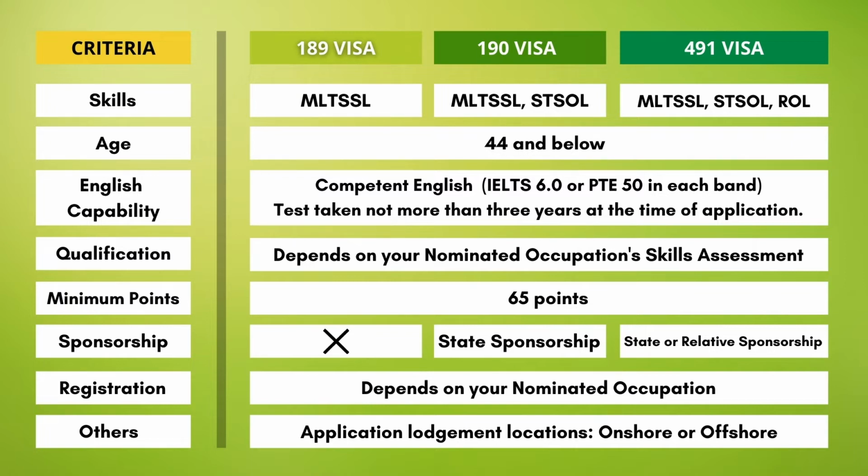All right, the next column would be sponsorship. So do you need a sponsorship or not? For the 189, that's why it's called the skilled independent, you don't need a sponsorship from a state. Okay. The 190 requires a state sponsorship. 491 requires a sponsorship from the state or from a relative. You know, if you have a brother here, a mother here, a cousin here, and your role is in MLTSSL, then you can claim additional 15 points if they're willing to sponsor you.